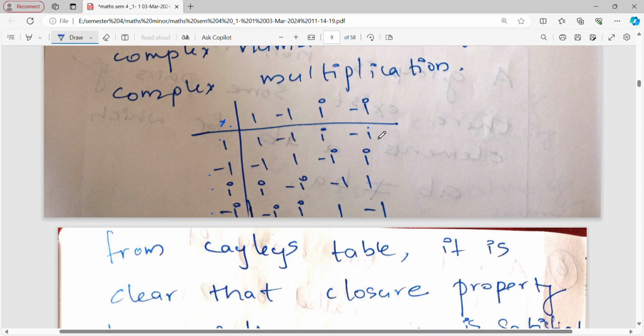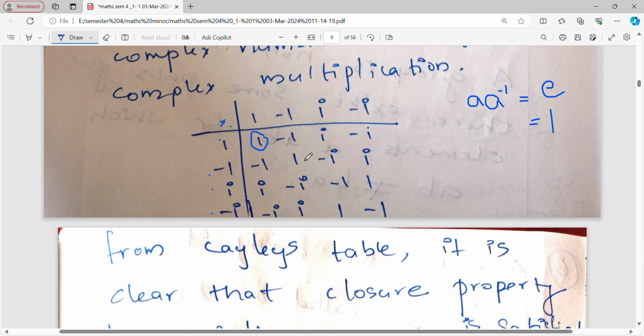Next comes inverse. There is a trick to check the inverse. We know what an inverse is: the number A multiplied by its inverse, A inverse, must give you e. Here e is 1. So let's check through which operation 1 is yielded. In the case of 1, 1 is yielded here, so the inverse of 1 is 1 itself.